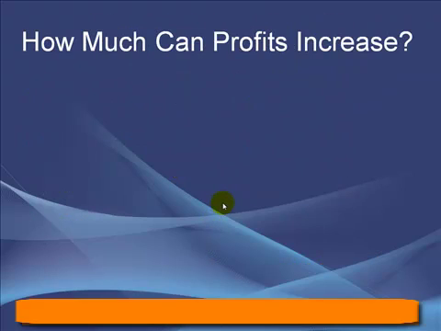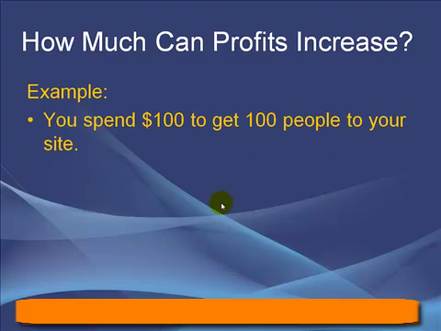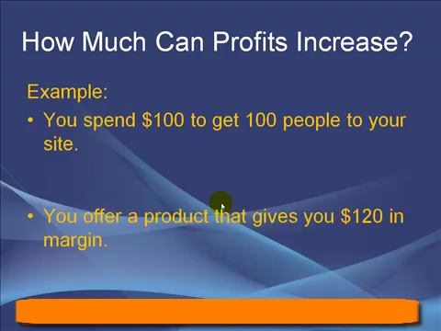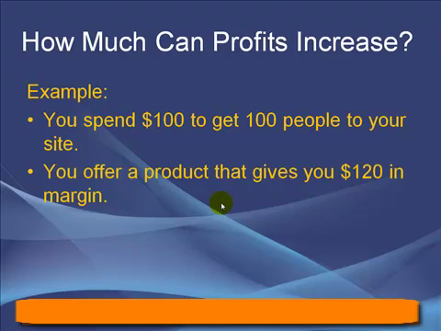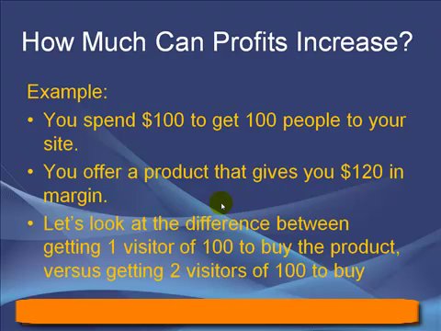So how much can profits increase? Well, here's an example. You spend $100 to get 100 people to your site, let's say. Let's just say you're paying $1 per click to get people to your site. You offer a product that gives you $120 in margin for every person that buys. And we're going to see what the difference is between getting one visitor out of 100 to buy the product versus getting two visitors out of 100 to buy the product.